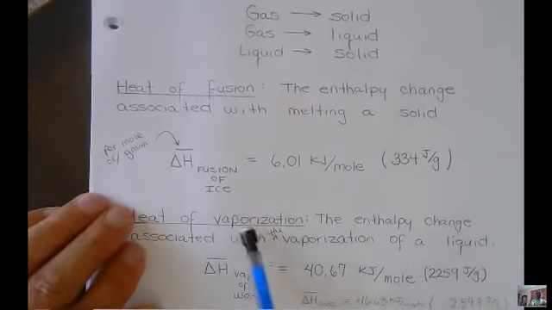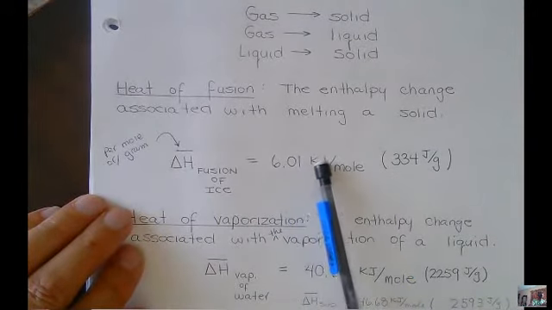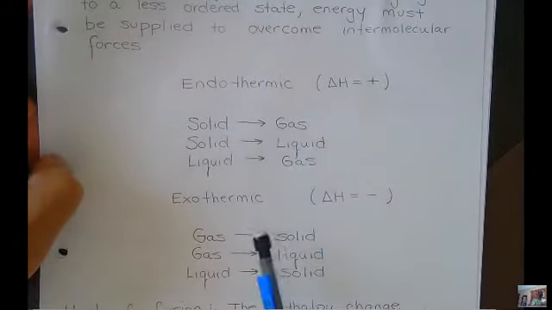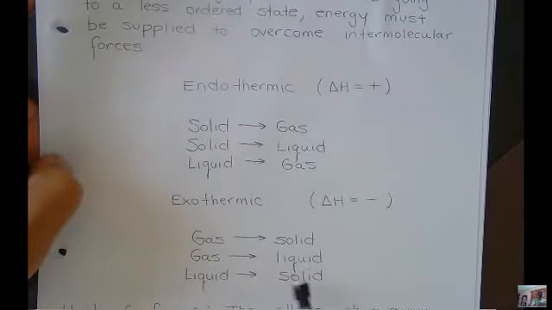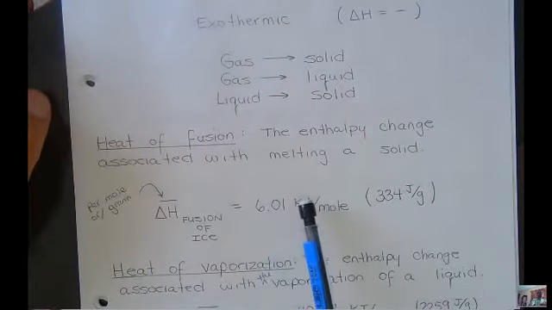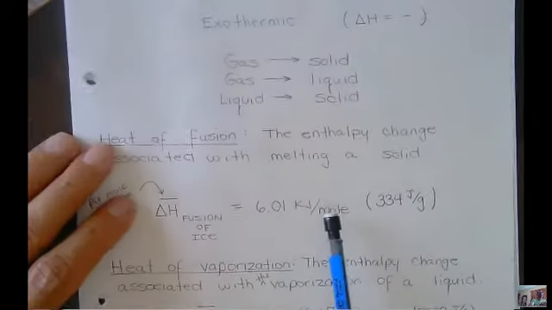Okay? All right, notice if this guy is 6.01 kilojoules per mole, right? That's this process here, solid to a liquid. Then a liquid to a solid would be negative 6.01 kilojoules per mole, right? Equal in magnitude, opposite in sign. Okay?